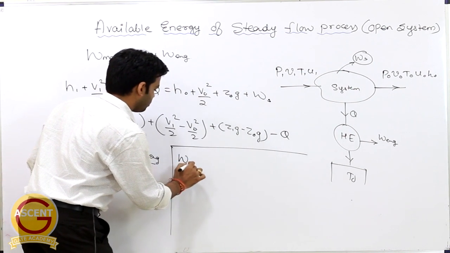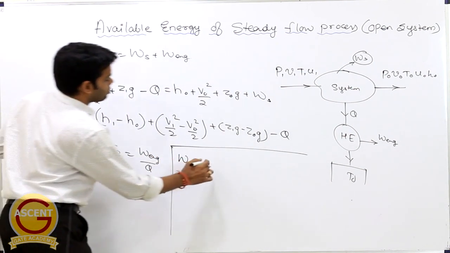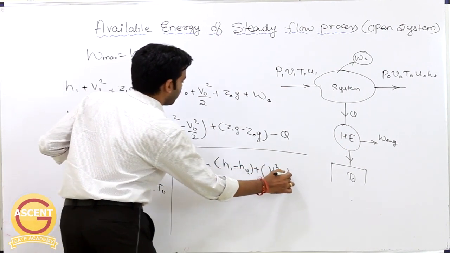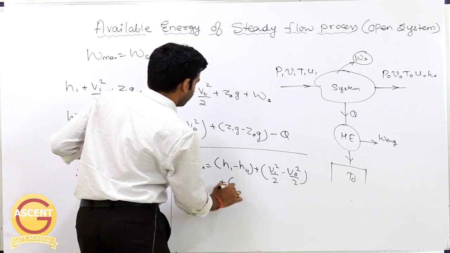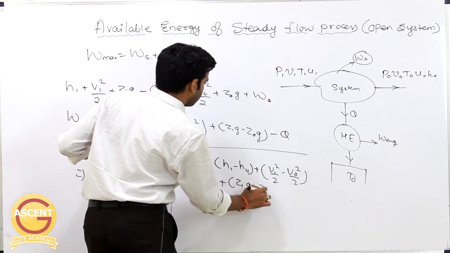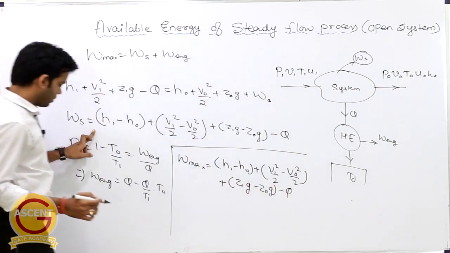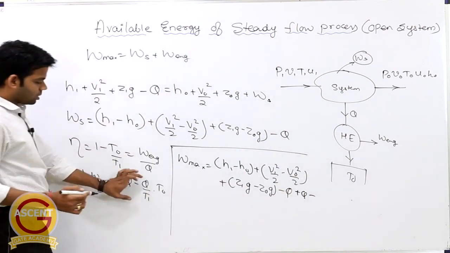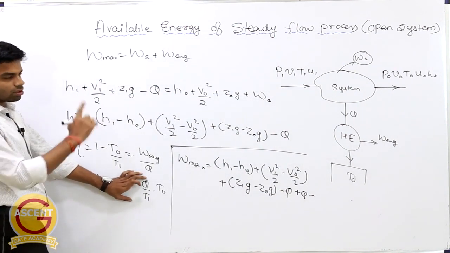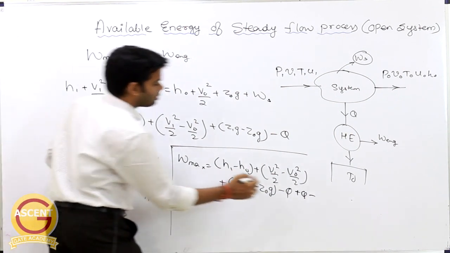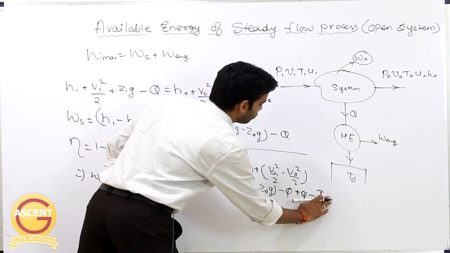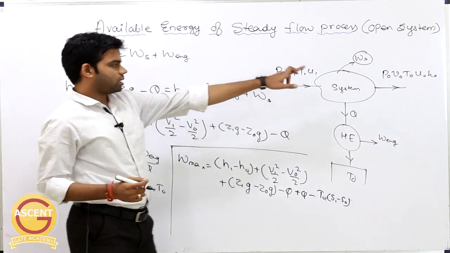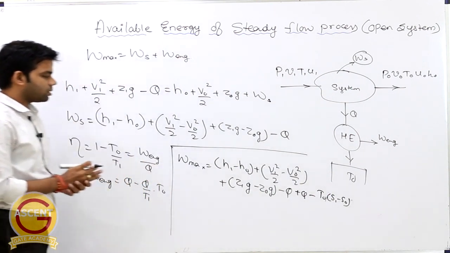So this W max will be equal to H1 minus H0 plus V1 square by 2 minus V0 square by 2 plus Z1G minus Z0G minus Q, plus Q minus Q by T1 into T0. Here Q by T1 is nothing but del S, the change in entropy, S1 minus S0. So this will be equal to T0 into del S, or T0 into S1 minus S0, because S1 is more than S0, as heat is getting released from here.